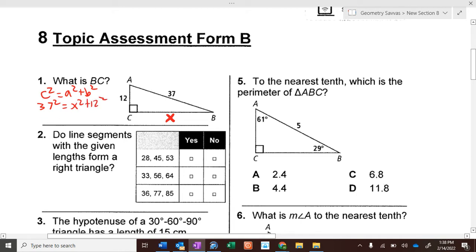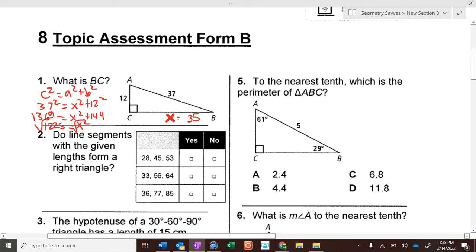37 squared is what? 1369. 1369 equals x squared plus 144. So x squared equals 1369 minus 144, which is 1225. So if we take the square root of each side, x equals 35.